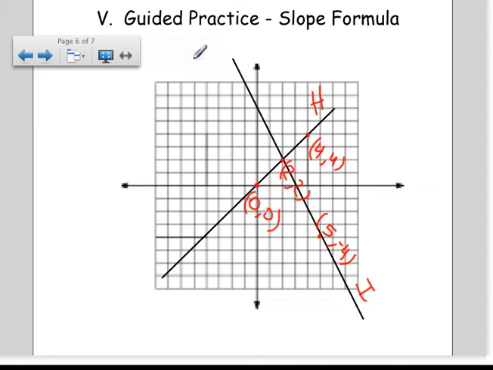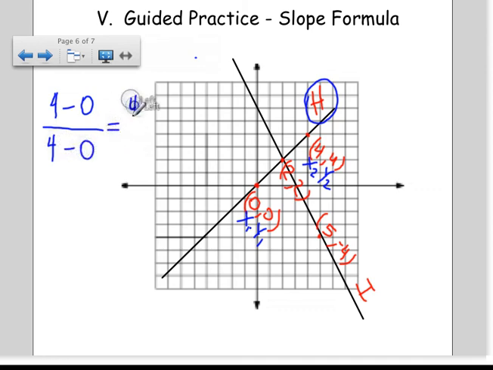Okay, you've tried it, so now it's time to check your answer. First, you should have labeled the x values. This could be x1 and y1, the x value and the y value for your first point. This could have been x2 and y2, the x value and y value for your second point for line H. If you plug those in, y2 is 4 minus y1, which is 0, over x2, which is 4 minus x1, which is 0. If you subtract, that's 4 over 4, which, just like last time, is a slope of 1. That's what you should have had for H.